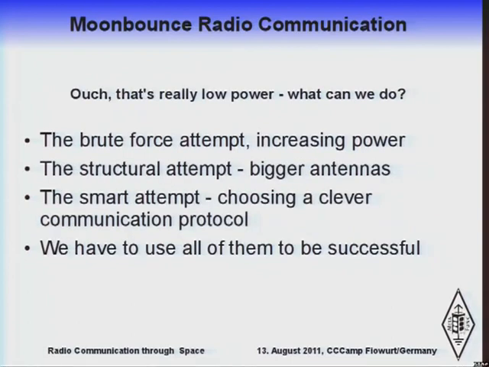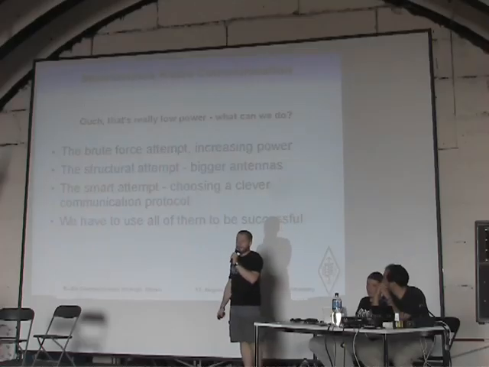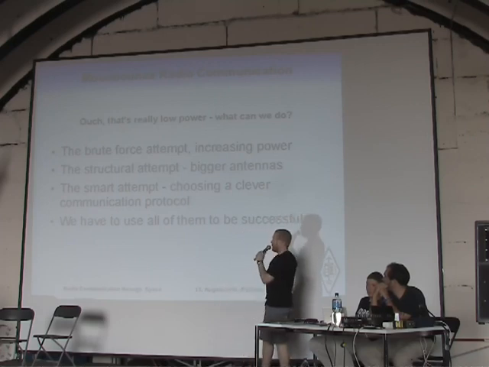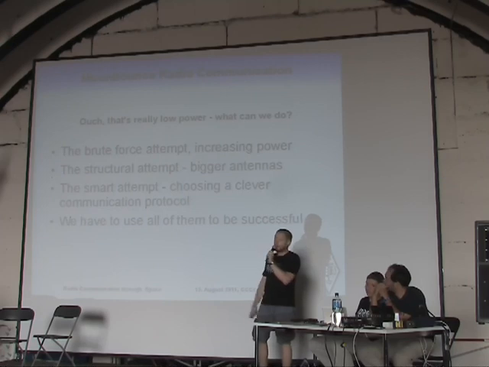So, yeah, that's really low power, but what can we do? Of course, we can just brute force it. We have more power. If we use 1000 watts instead of 100, we have 10 dB more, only minus 176. So, hey, that's cool. Of course, we can have the structural attempt, which means you make big antennas with more gain. That's actually nice if you have a lot of space and a lot of money, because it's even more expensive than a strong power amplifier, but it's cool, of course. Radio dishes work nicely if they are like 50 meters wide.